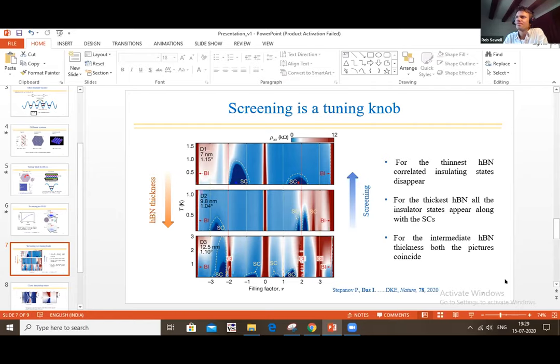The insulating phase you mentioned is at half filling. Can you quantify how large the gap is, or what the critical temperature is? Yeah, so for example, for this device D3, it was quite large, of the order of probably 0.8 electron volt or so, and the temperature was around probably 5 Kelvin where we first observed it. Thank you.